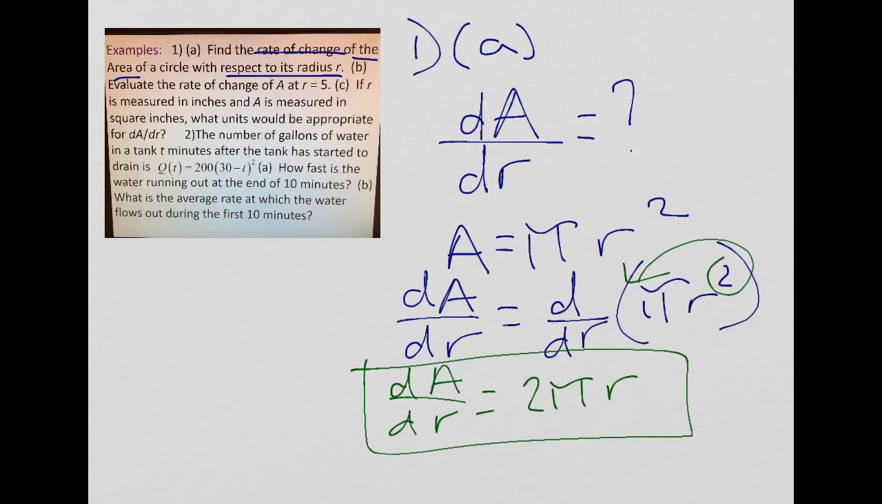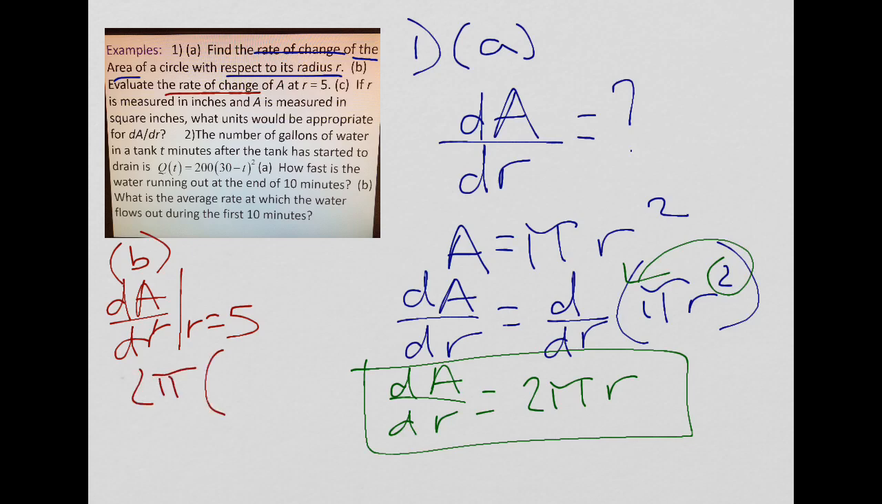Part B, evaluate the rate of change of A at r equals 5. So this is giving us at an instant when the radius is 5. So B is really asking this. The radius is 5. So we're going to take the 2 pi r and plug in 5, and we're getting 10 pi. Please leave it in terms of pi unless it tells you something different.